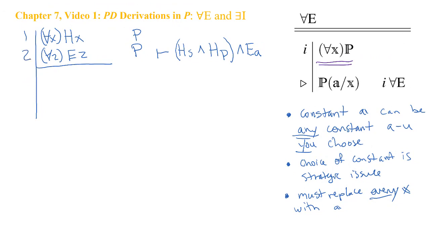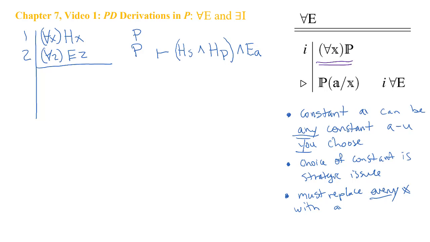So here we have two rather simple universal quantifications as our primary assumptions, and our goal is a three-part conjunction. If you want an interpretation in mind, you could imagine that ∀x Hx says everyone is happy, and ∀z Ez says everyone is exhausted. And our goal then would be Hs for Socrates is happy, Hp for Plato is happy, and Ea for Aristotle is exhausted. So Socrates and Plato are happy, and Aristotle is exhausted.